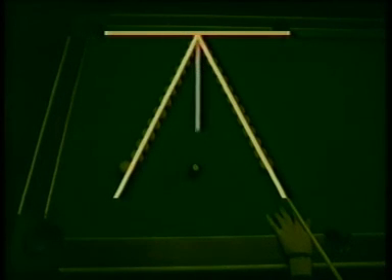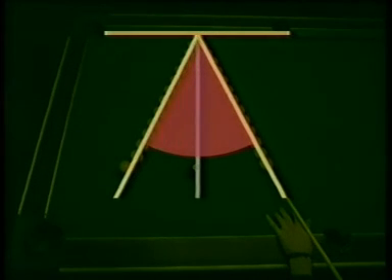A line drawn at right angles to the cushion is called the normal. The angle of incidence is the angle between the incident path of the pool ball and this line. The angle of reflection is the same as the angle of incidence.